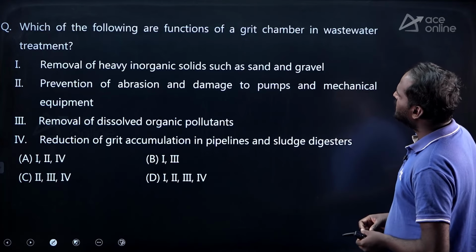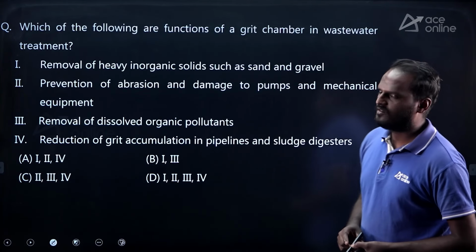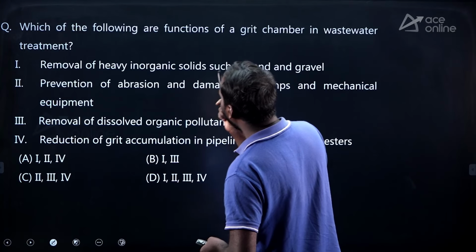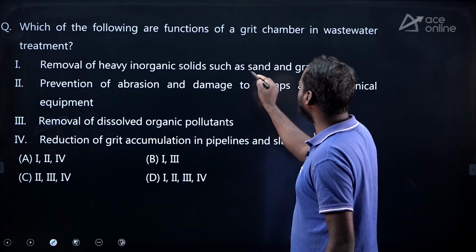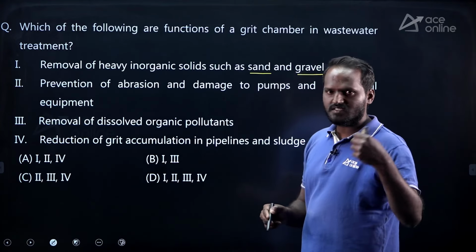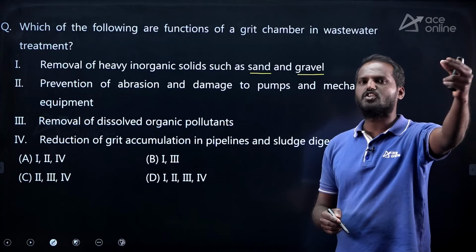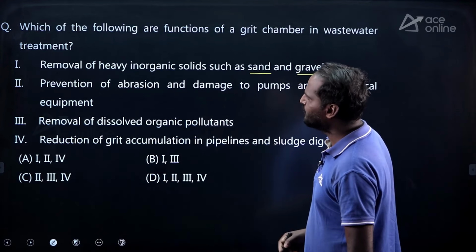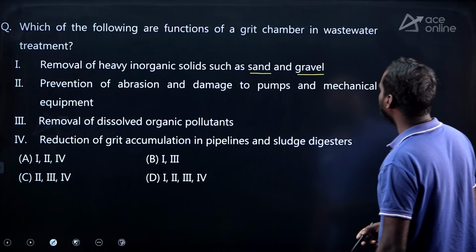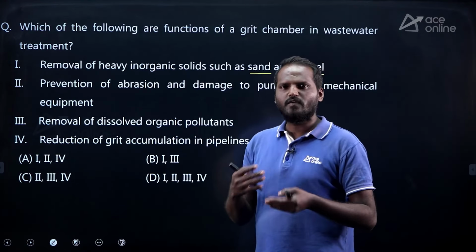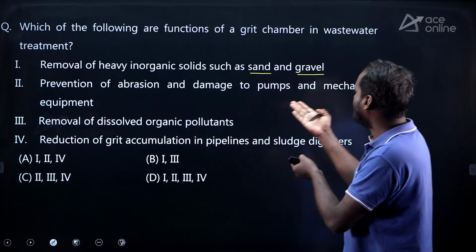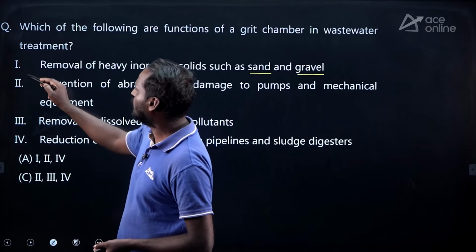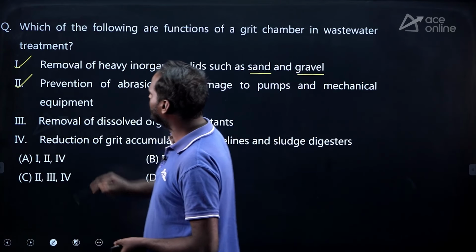Which of the following are functions of a grit chamber in wastewater treatment? What are the functions of grit chamber in wastewater treatment? Look at this. Removal of heavy inorganic solids such as sand and gravel is the function of grit chamber, right? Grit chamber is a long narrow channel which removes inorganic grit, sand and silt, gravel. Yes, one is true. Prevention of abrasion and damage to pumps and mechanical equipment. After removing that, it enhances the efficiency of pumps and any mechanical equipment, right? If not removed, it interferes with this. Therefore, this is also a function of grit chamber.